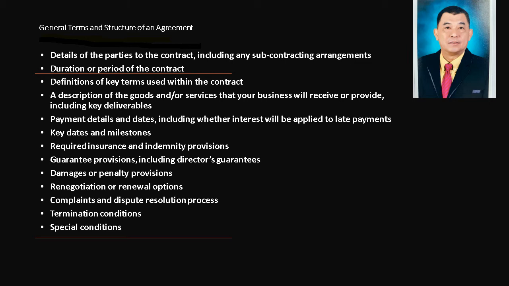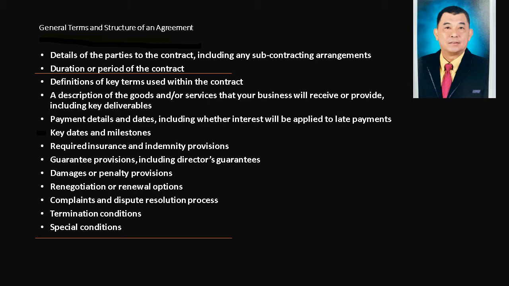The penalties, the key dates and milestones, required insurance and indemnity provisions if the product or service requires insurance. Like for example, a comprehensive car insurance. Guarantee provisions including director's guarantee, damages or penalty provisions. This should be stipulated and specified.